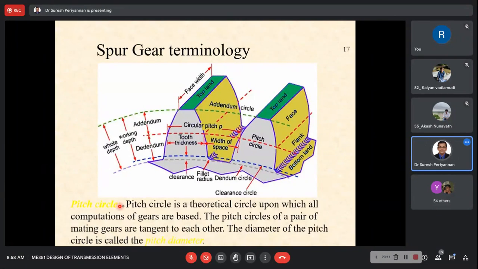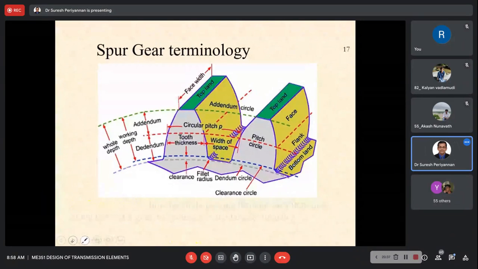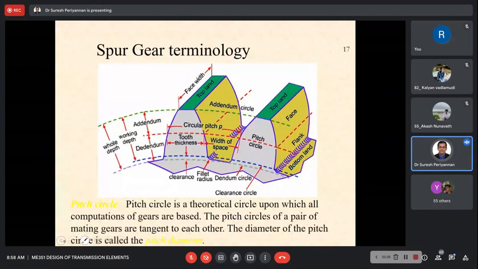Pitch circle is a theoretical circle upon which all computations of the gears are based. I already told you, it is based on the common point of contact. The pitch circles of a pair of mating gears are tangent to each other. The diameter of the pitch circle is also called the pitch diameter. We already discussed the pitch point.